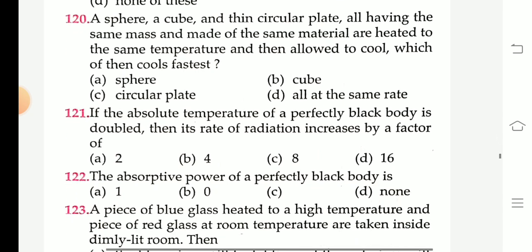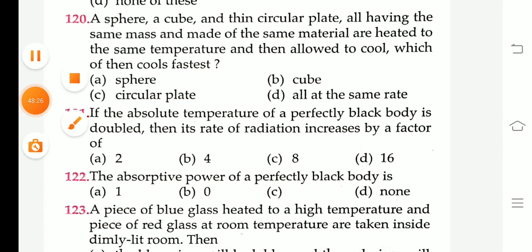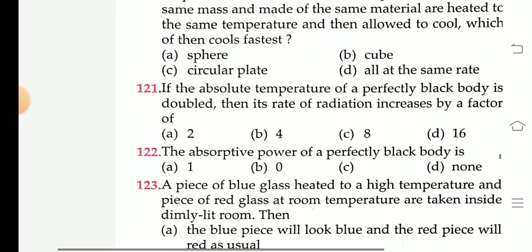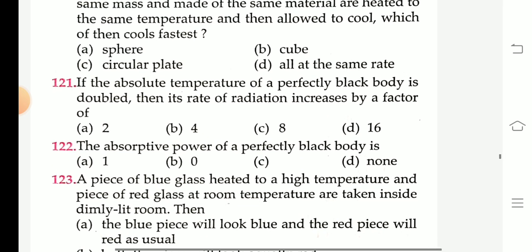Next, a sphere, a cube, and a thin circular plate, all having the same mass and made of the same material, are heated to the same temperature and then allowed to cool. Which of them cools fastest? Right answer will be option C. Circular plate.